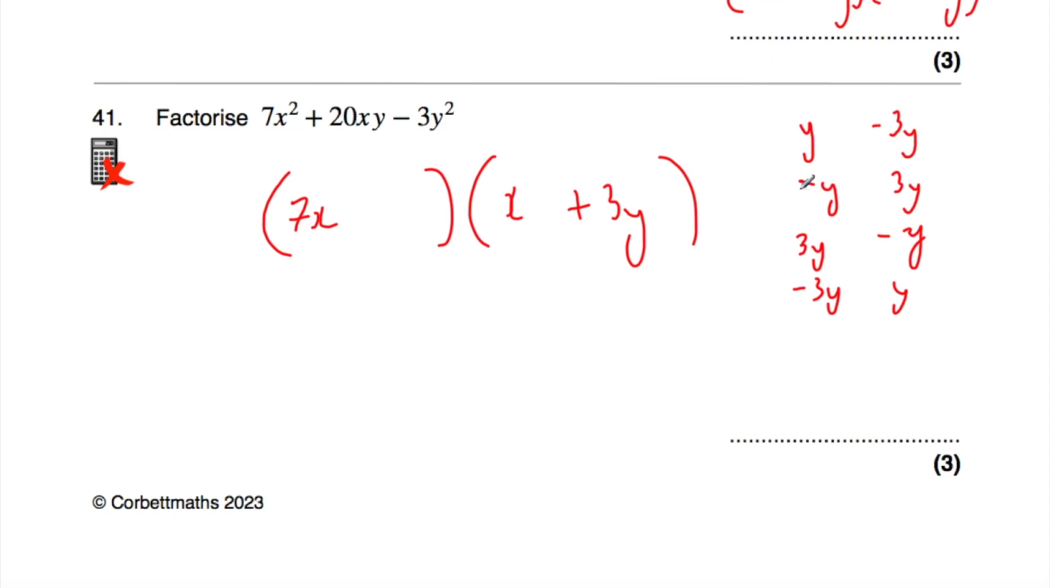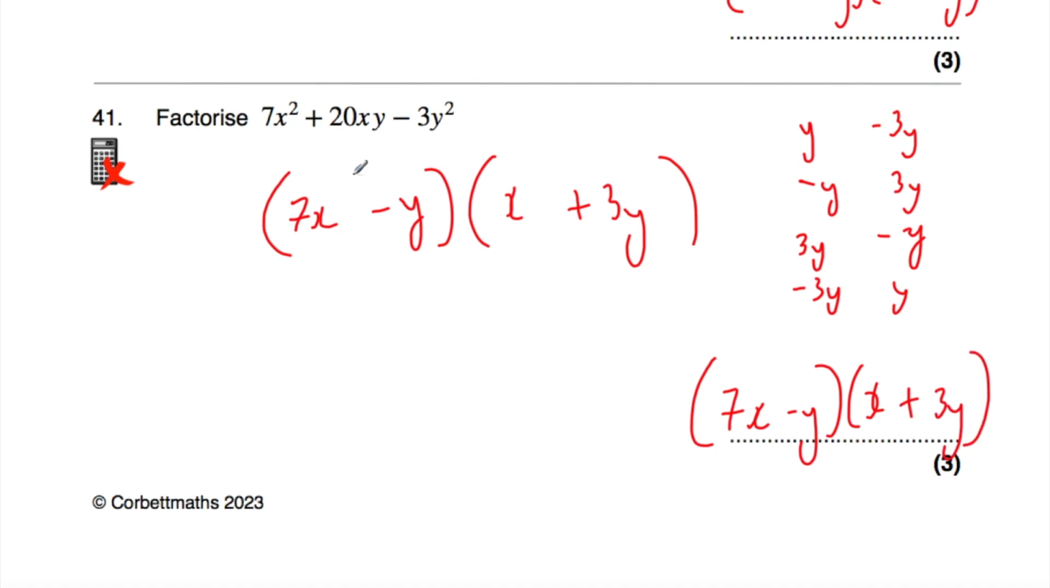So if we had 3y, then we'd have to put a minus y there. And let's just check that. 7x times x is 7x squared. 7x times 3y would be 21xy. Minus xy would be 20xy, that's what we wanted there. And then minus y times 3y would be minus 3y squared. And that's it, so we've factorized it. So 7x minus y, and then x plus 3y.